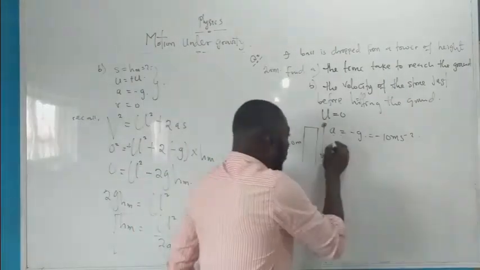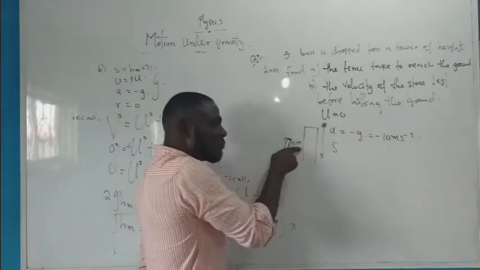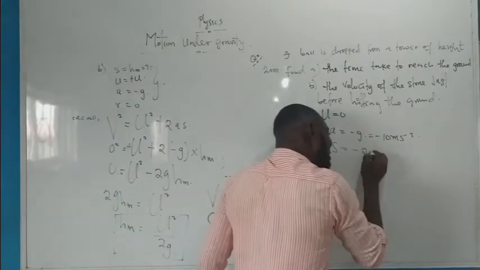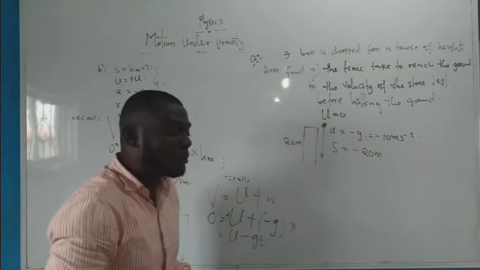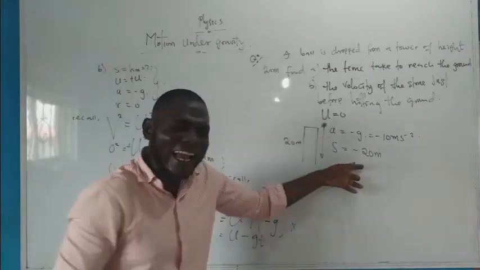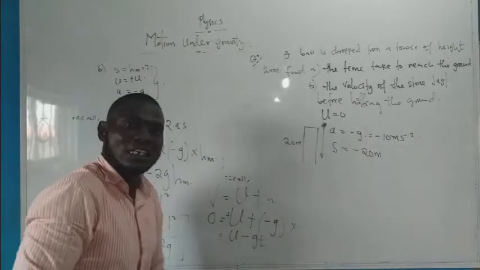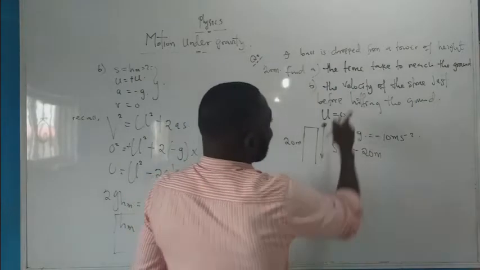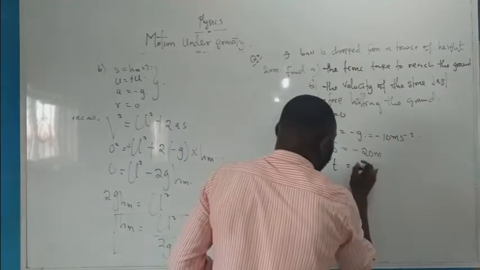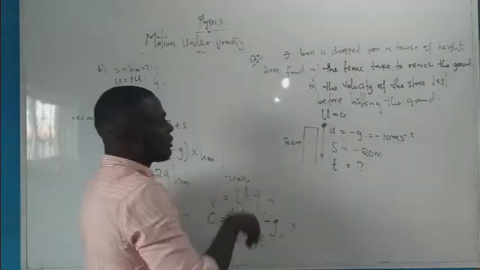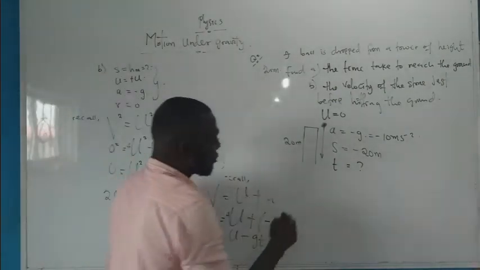Then what will be our s? Displacement s will be equal to minus 20 meters, minus 20 because it's coming downward, and downward is negative. What do we have to find? The time taken to reach the ground.